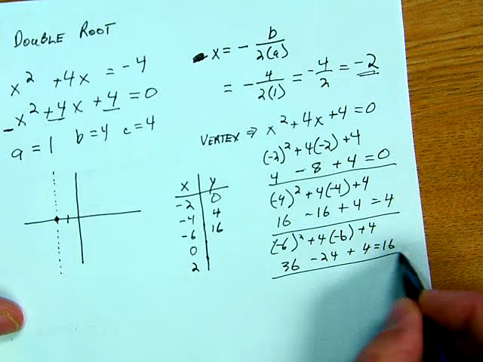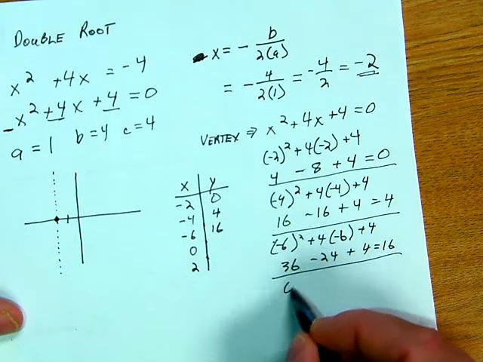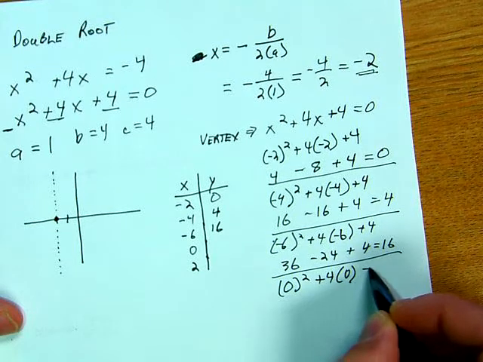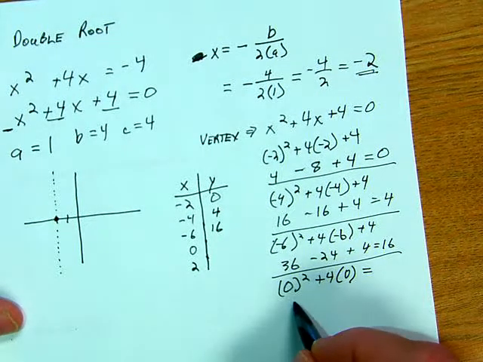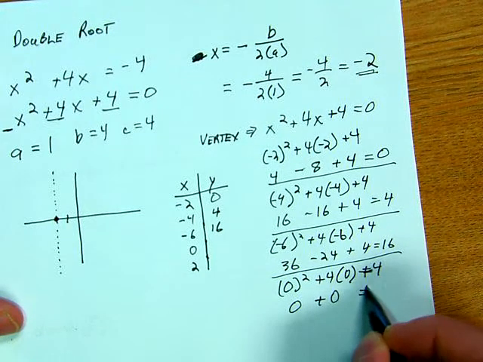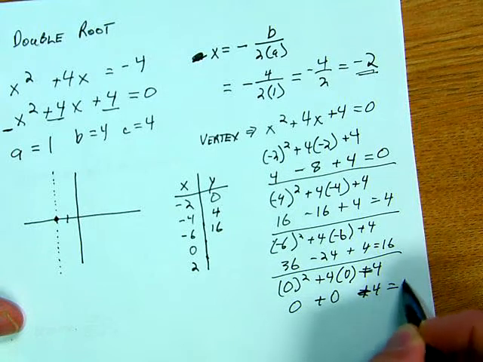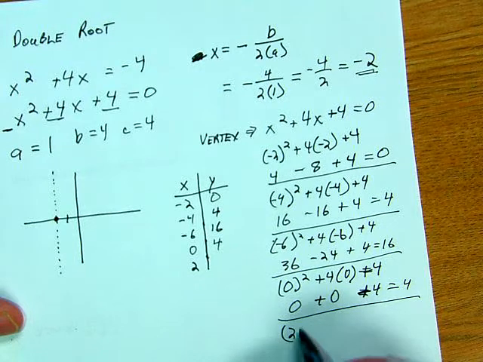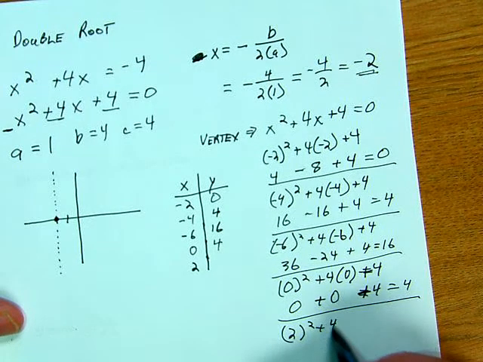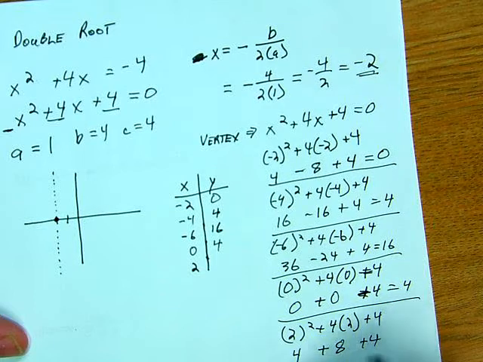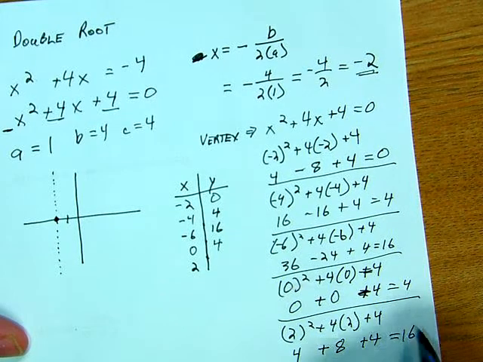And then let's finish out the other direction, using 0. 0 squared plus 4 times 0, 0 plus 0, plus 4. So I've got my plus 4 at the end. That equals 4. So there's the 4. And finally, do this last number in my chart. 2 squared plus 4 times 2 plus 4. And solve for that, I get 4 plus 8 plus 4. 8 and 8 is 16.